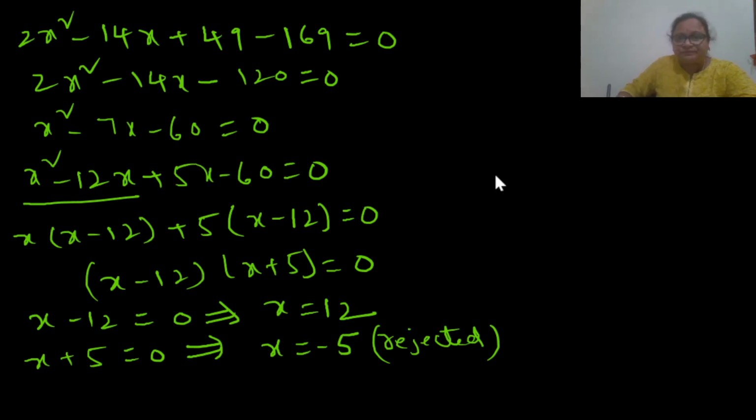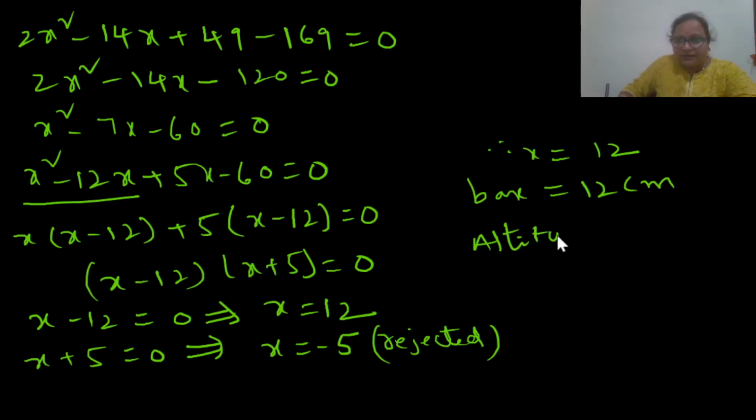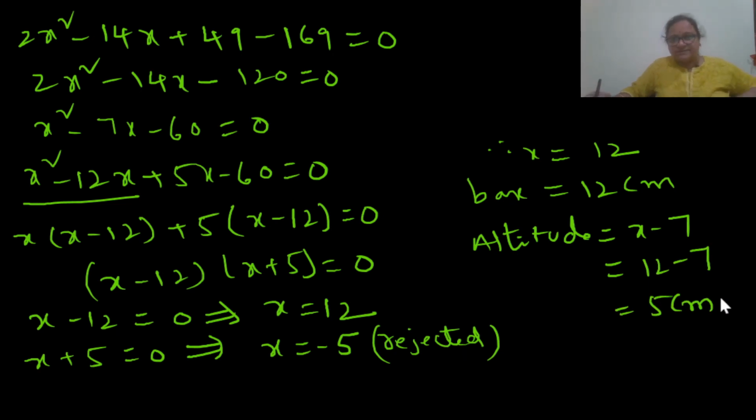Therefore, x is equal to 12. Means base is 12 centimeters. Altitude is equal to x minus 7. That is 12 minus 7, 5 centimeters.